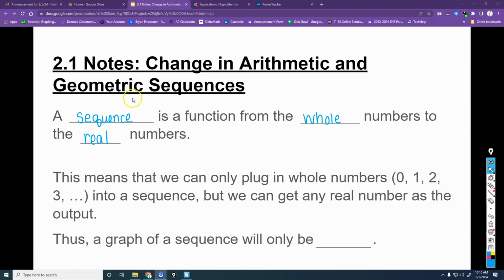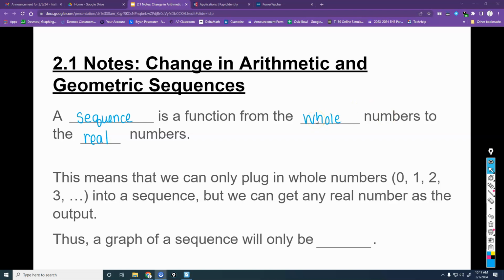So a sequence is a function from the whole numbers to the real numbers. Can anybody tell me what the whole numbers are? Correct. As you see down here, does it include negatives? It does not. Most of the time when we say whole numbers, we would consider like -5 a whole number, right? Technically, those are not whole numbers. Integers is the word we use if we're talking about positives and negatives of all of the whole numbers. So whole numbers does not include negative numbers.